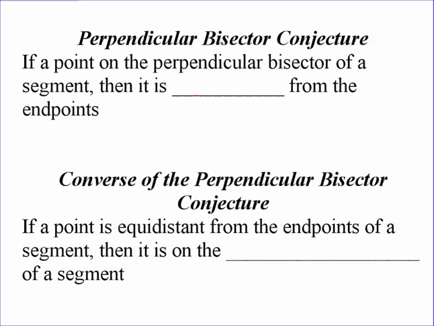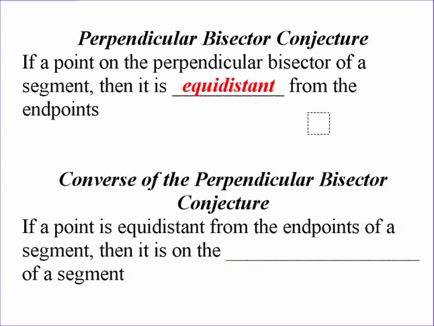So think about that. If a point is on the perpendicular bisector of a segment, what do you think it is from the endpoints? What could go in that blank? Equal, so equal distance, so basically equidistant. So basically, if it lies on the perpendicular bisector, it's the same distance from each of the endpoints.